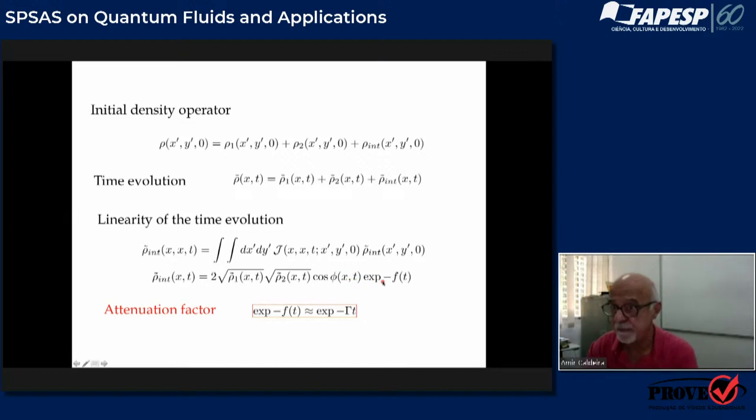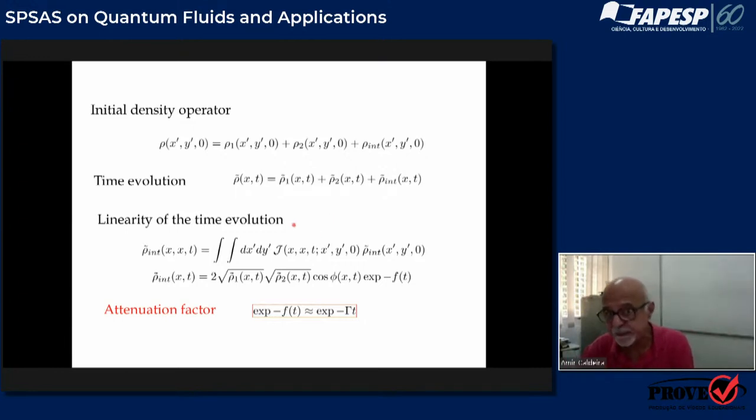But now, a novelty here. What happens is that we have a new term showing up. And this new term we can approximate by an exponential of this big gamma t. So the question is, what about this big gamma? How do you relate it to a small gamma, which is the relaxation frequency?